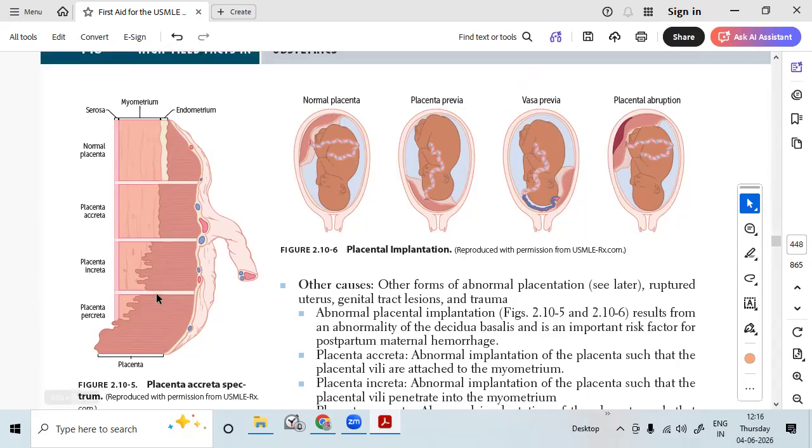Accreta spectrum. So you've got the serosa, myometrium, and endometrium. This is how a healthy placenta should look. Yes, the myometrium is intact, there is a proper endometrium, and then you've got the placenta. Accreta is where the endometrium is invaded. Increta will be further into the myometrium. Percreta will be completely passing through the serosa.